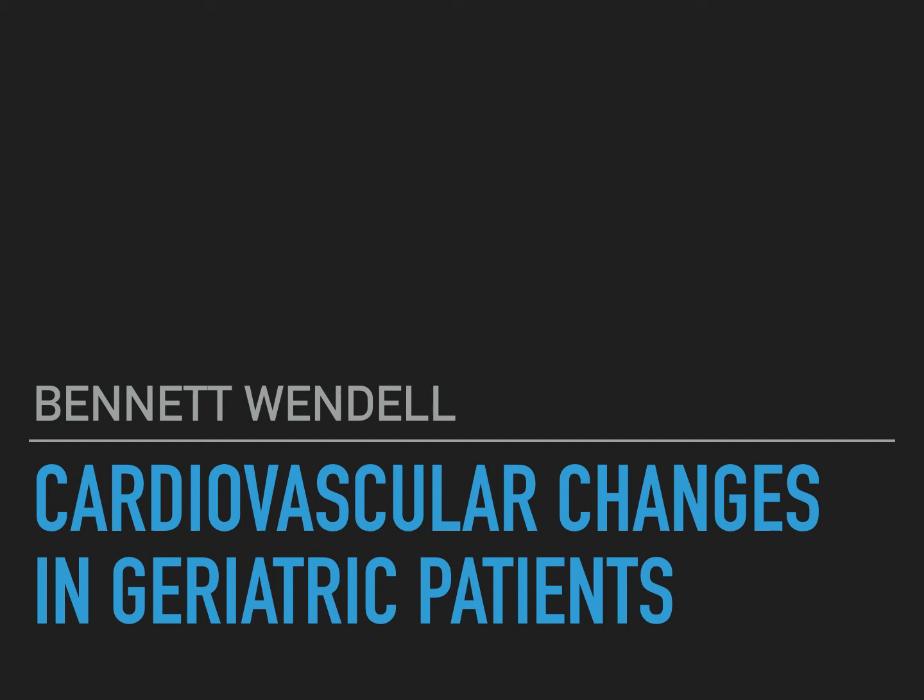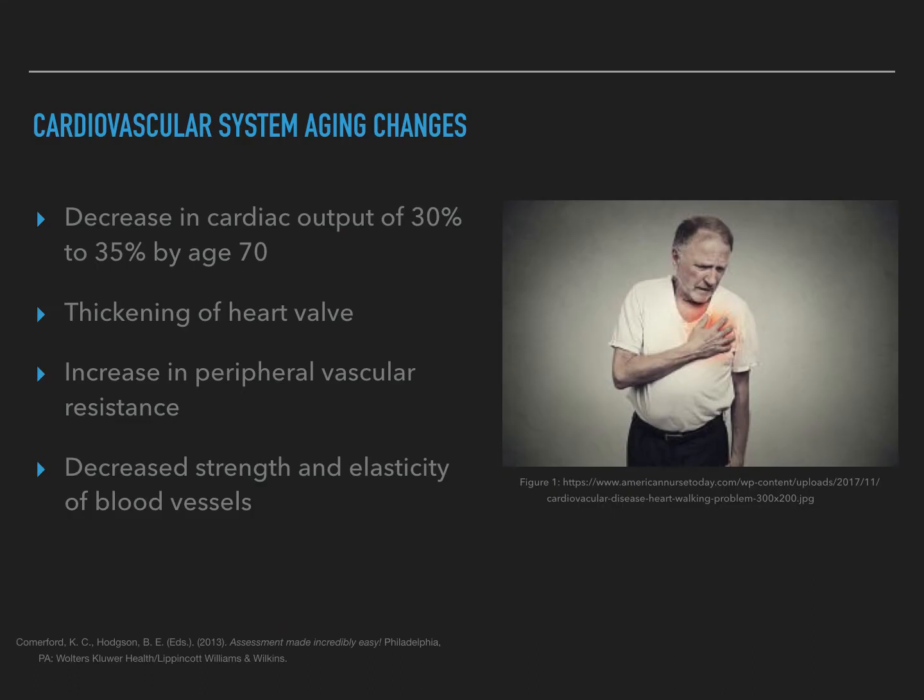Today I'm going to be talking about cardiovascular changes in geriatric patients. So for starters, some very common aging changes that occur in the cardiovascular system. For one, there's on average a decrease in cardiac output of 30% to 35% by age 70.